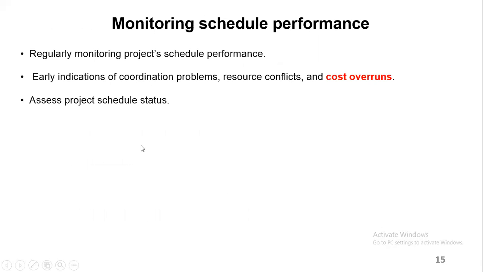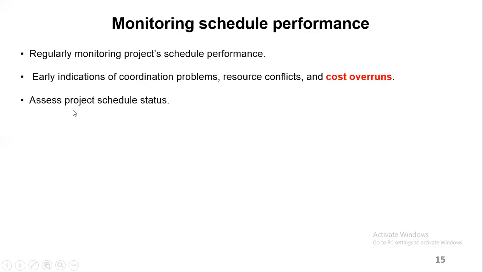Okay, and you also monitor the schedule performance. So time and again, you'll be regularly monitoring the project schedule performance to make sure that everything is going according to the schedule that you have. This is in terms of your Gantt chart, your network diagram, and your work breakdown structure, all that. You make sure everything is going accordingly.